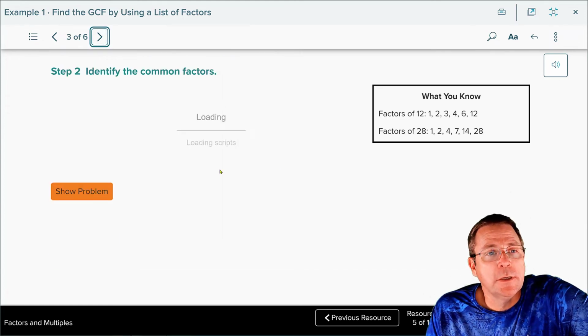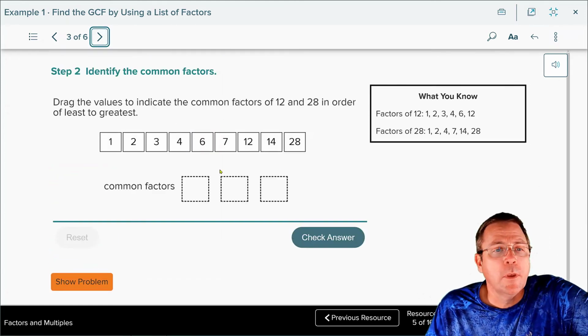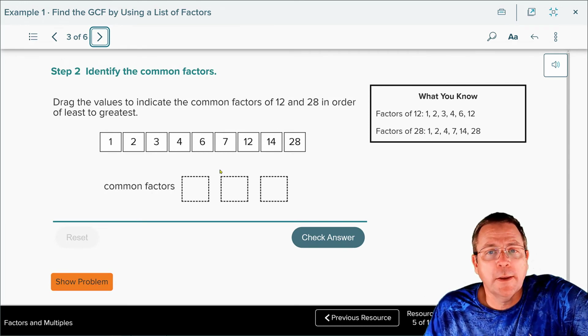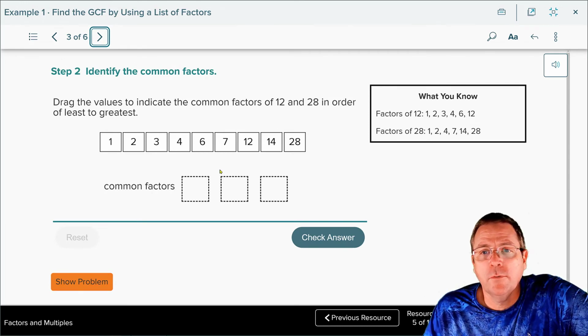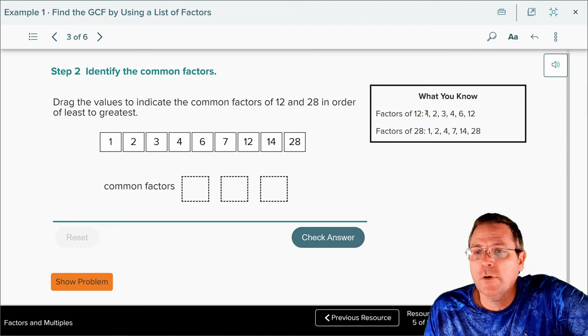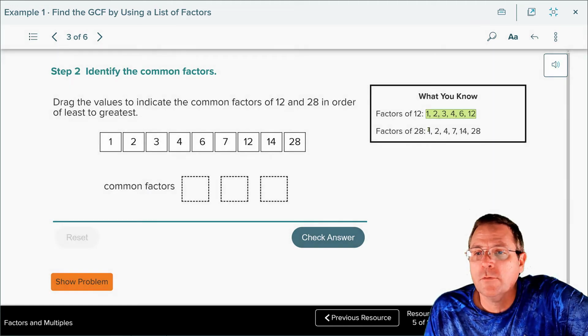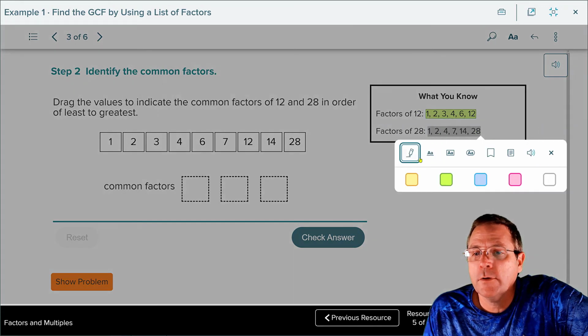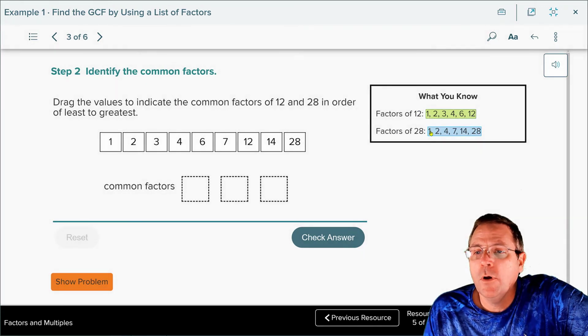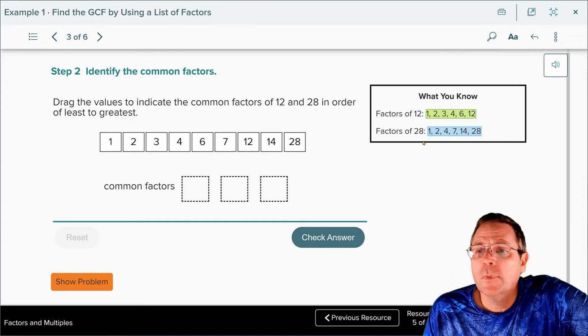And you can see this right here, where they say drag the values to indicate the common factors of 12 and 28. Well, we've got the chart here, that is what we made just a minute ago. There's your factors of 12. Here's your factors of 28. And we want to know the greatest ones that they have in common. What are the ones they have in common?